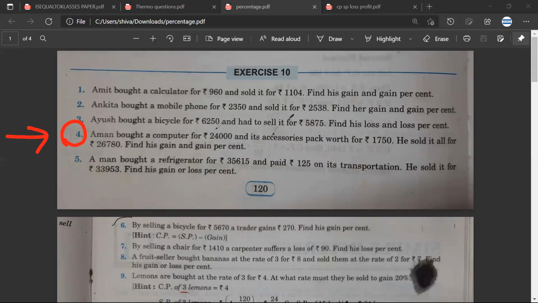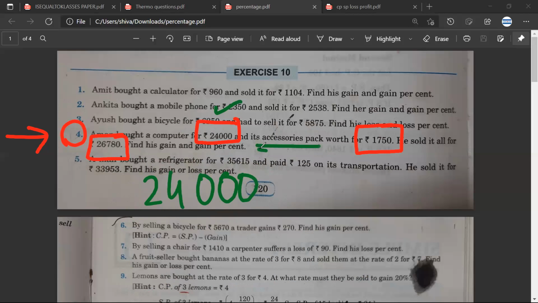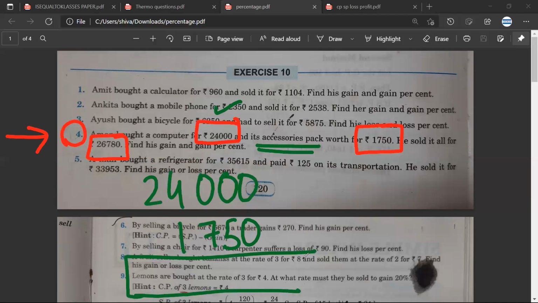The gain will be rupees 4,350 and the percentage gain will be 4,350 upon 25,750 into 100. See, in this case, what he has done is he has bought a computer for 24,000. And then he added some accessories to it. The cost of accessories was 1750. So maybe he bought a mouse, or maybe a Bluetooth speaker, etc. These are the accessories that he added to the laptop.